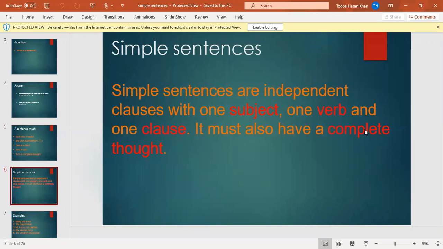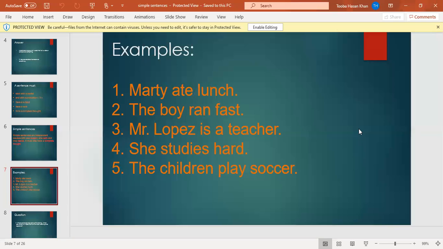Simple sentences are independent clauses which have one subject, one verb, and one clause. It must also have a complete thought. Simple sentences are those sentences which have one subject, one verb, and are complete sentences. Okay? They have a complete thought. Examples: Marty ate lunch, the boy ran fast, Mr. Lopez is a teacher, she studies hard, the children play basketball.